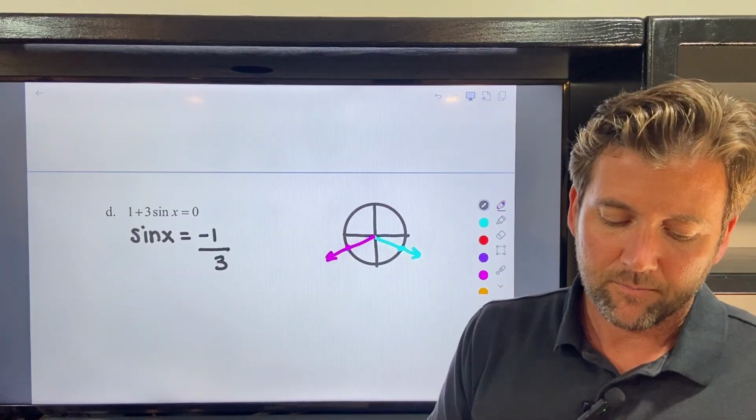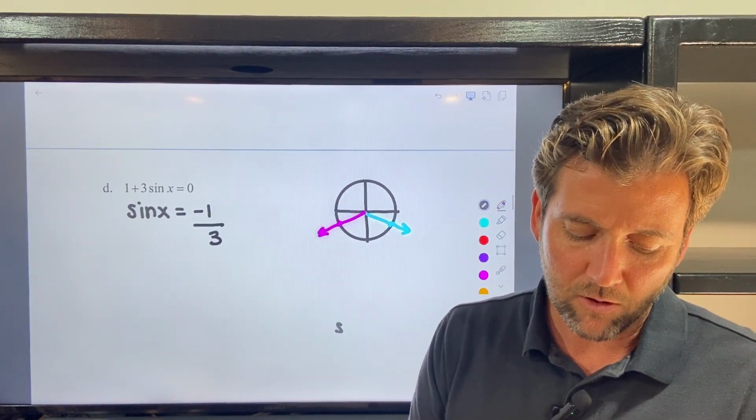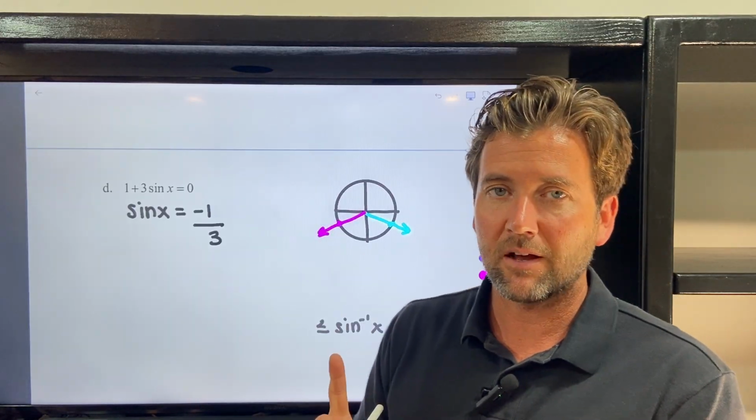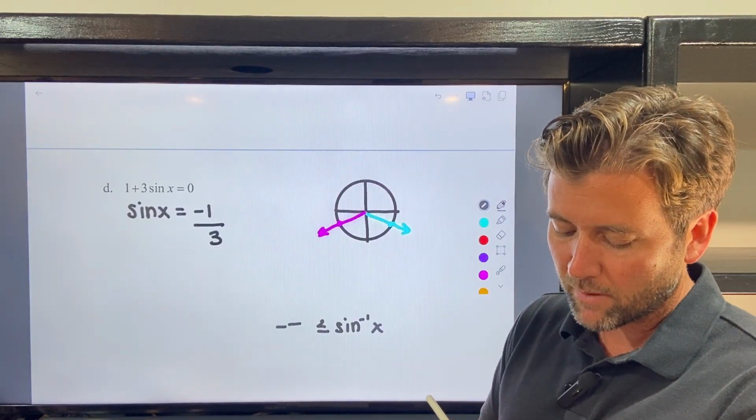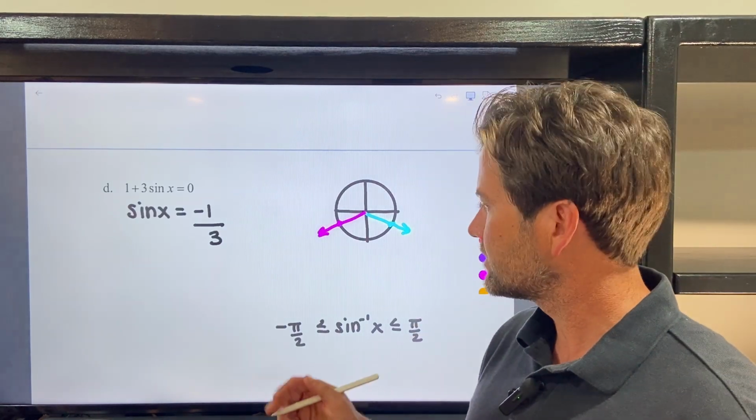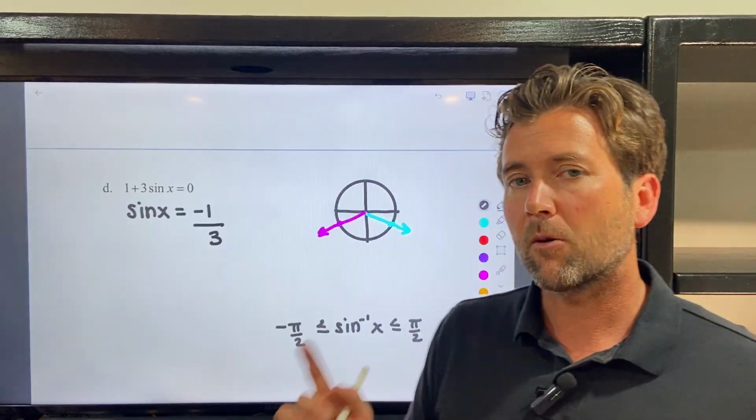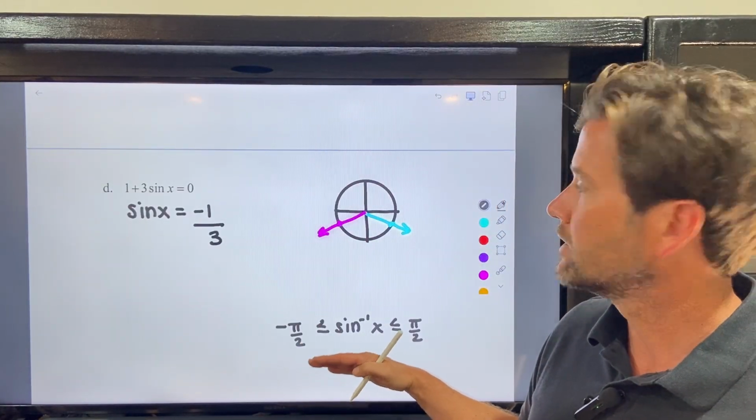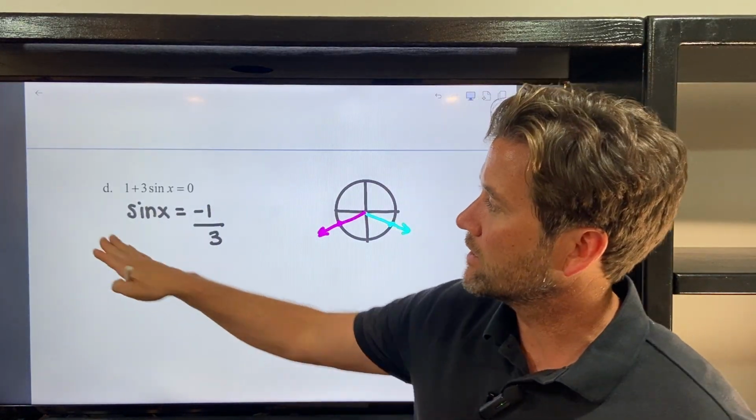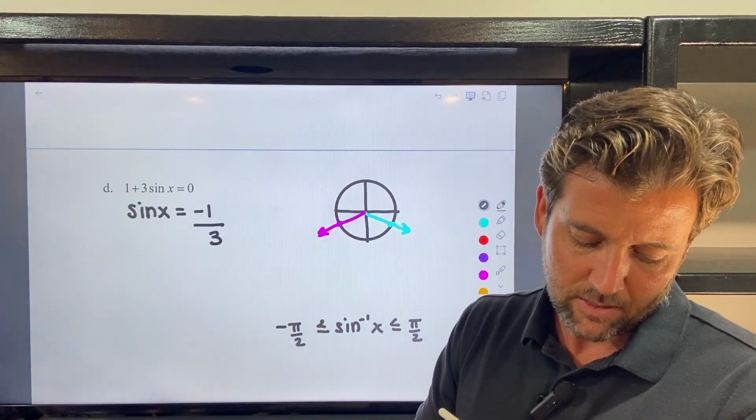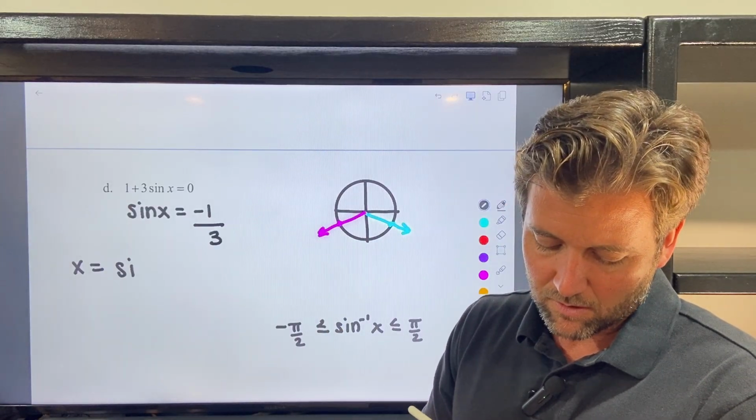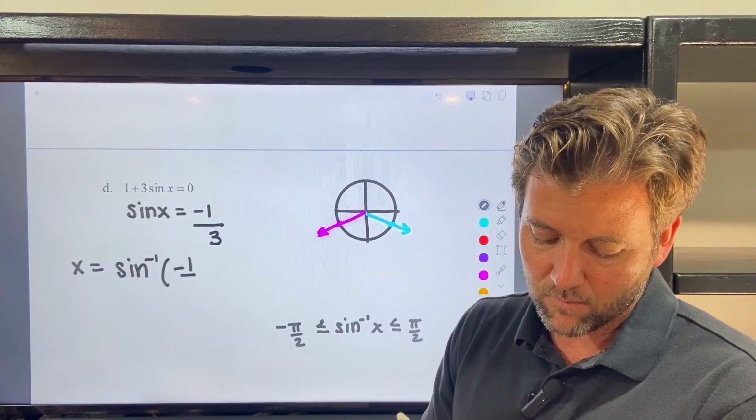All right, something you have to know is that whenever you have the output of the arc sine of x, it has to output a value in between or including negative pi over 2 up to positive pi over 2. So arc sine of x cannot output an angle bigger than pi over 2. So I have to take the arc sine of both sides. So I take the arc sine of sine of x, that is x. I have to take the arc sine of both sides. So I have arc sine of negative 1/3.